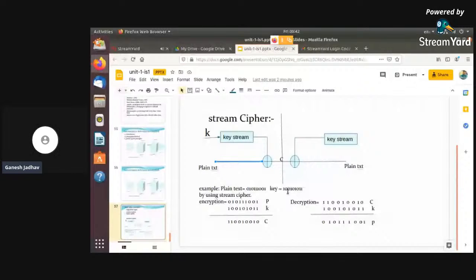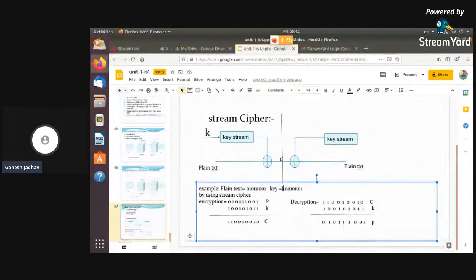The key is important. You can take the key as per your possibility, but the key has the same size as the plain text. So this is the encryption process.